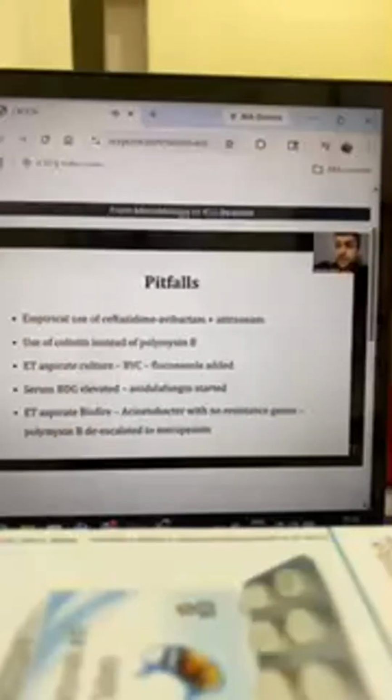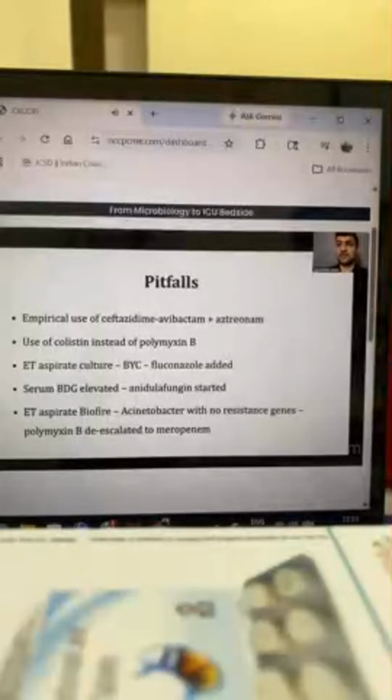Use of colistin instead of polymyxin B. Now, colistin and polymyxin are both bad antibiotics. Colistin was what we used when we first encountered carbapenem resistance, and we are not comfortable with polymyxin. Any site outside of the urine, you would prefer polymyxin B rather than colistin.